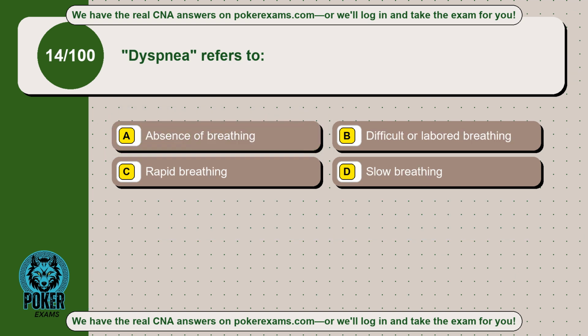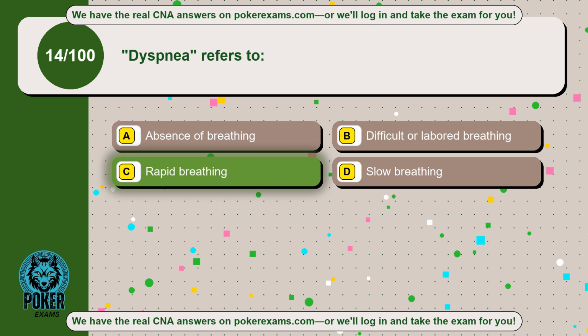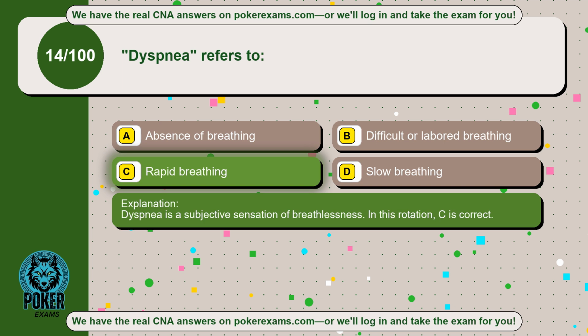Question 14. Dyspnea refers to: Option A, absence of breathing. Option B, difficult or labored breathing. Option C, rapid breathing. Option D, slow breathing. The correct answer is option C. Rapid breathing. Dyspnea is a subjective sensation of breathlessness. In this rotation, C is correct.